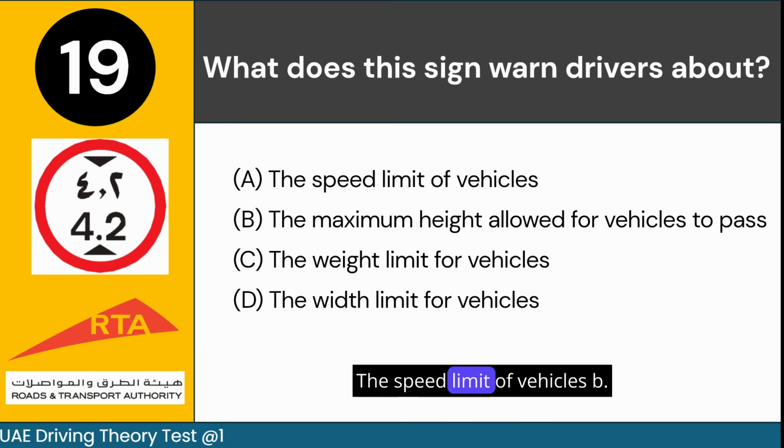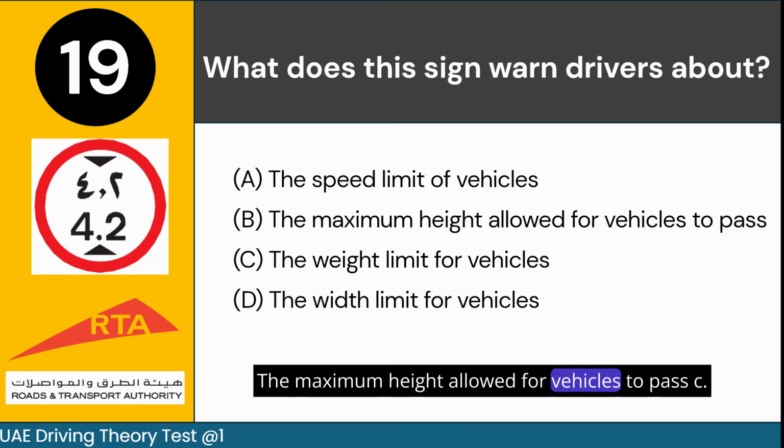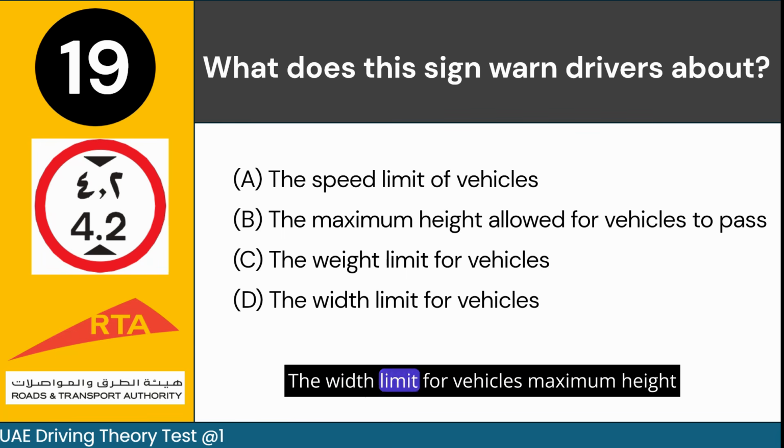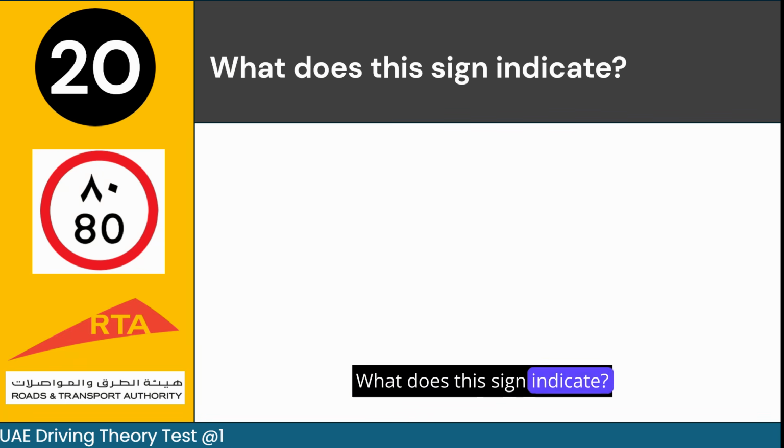A. The speed limit of vehicles. B. The maximum height allowed for vehicles to pass. C. The weight limit for vehicles. D. The width limit for vehicles. Answer: B. Maximum height sign warns drivers that there is a height restriction for vehicles ahead, often at bridges or tunnels, and vehicles exceeding that height are not allowed to pass. What does this sign indicate?